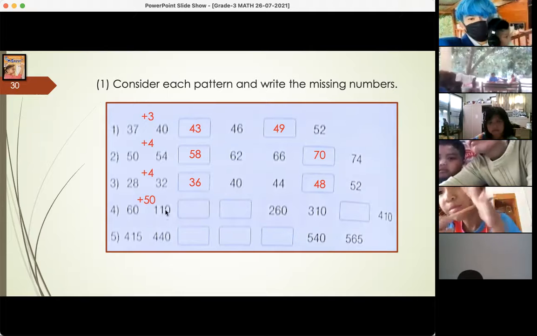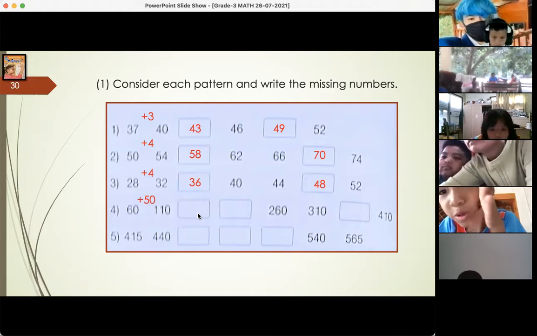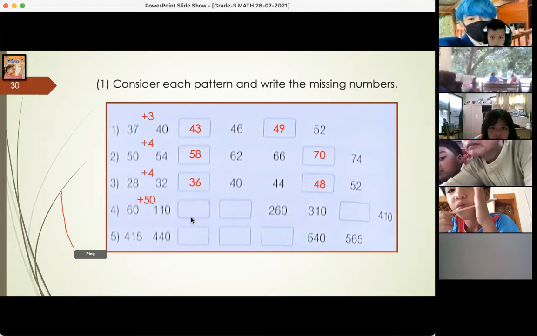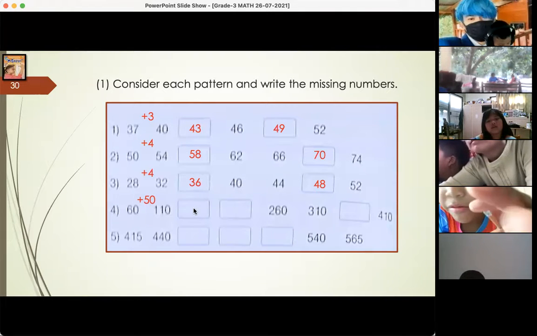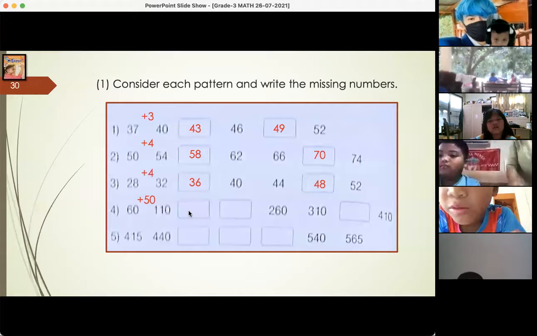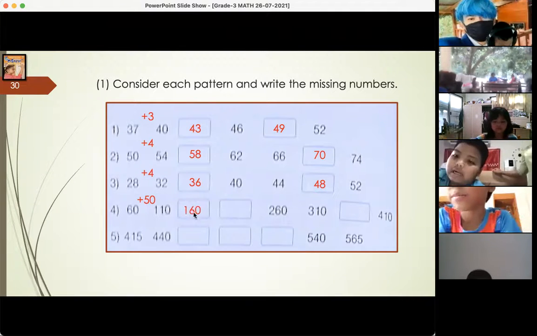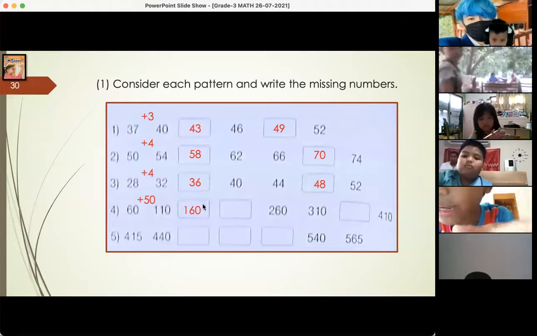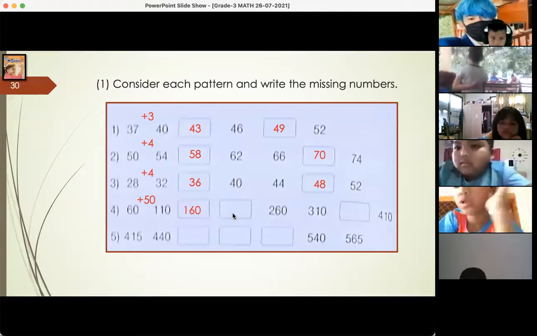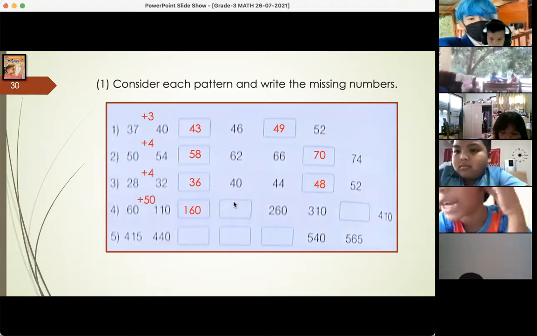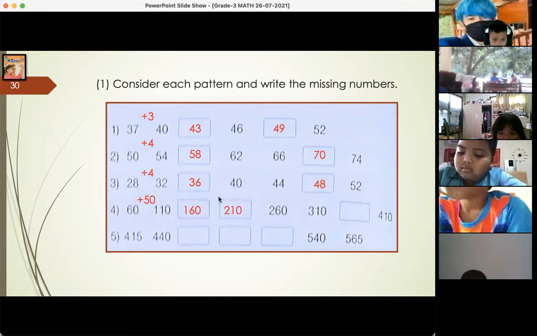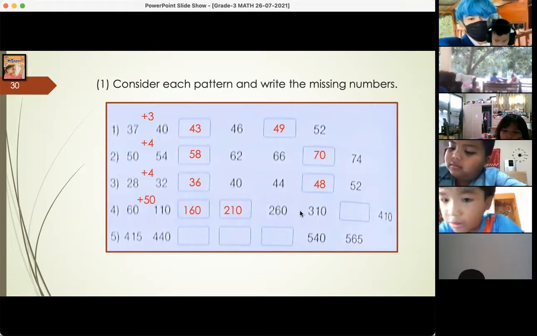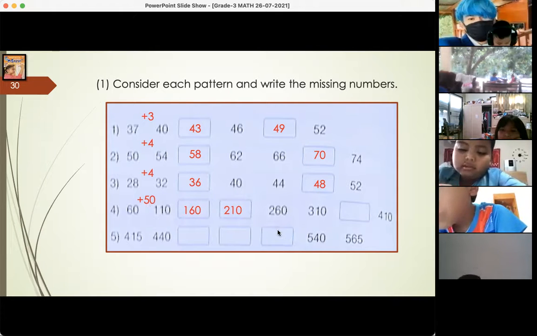All right, Garfield, what is the next number? 110. Add another 50. We can have 160. Very good. Next, we have 160 add another 50. We can have 210. Very good, 210. So 210 add 50, we can have 260. Then 260 add 50, we can have 310.